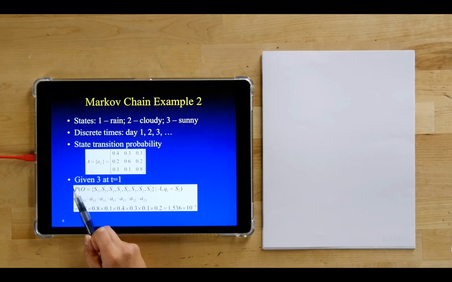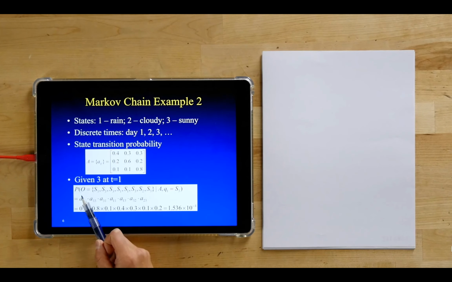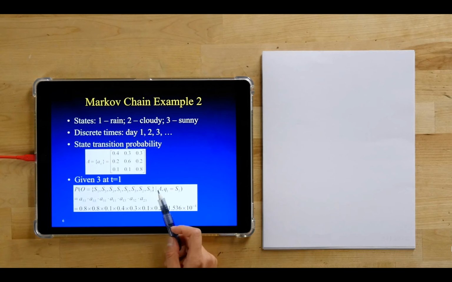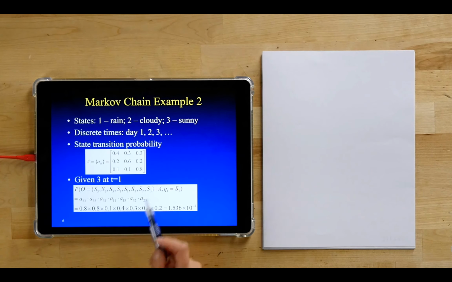And so we have a question here. Given that on day 1 we have a 3, which is a sunny day, the question is, what is the probability that the next 8 days of weather are going to be like this? And so we write it this way: given that on day 1 we have sunny weather, and given this whole transition probability matrix, we're asking for the probability of the next 8 days of weather according to this.